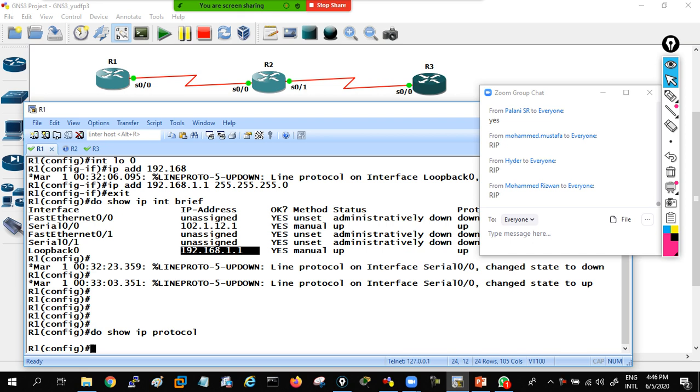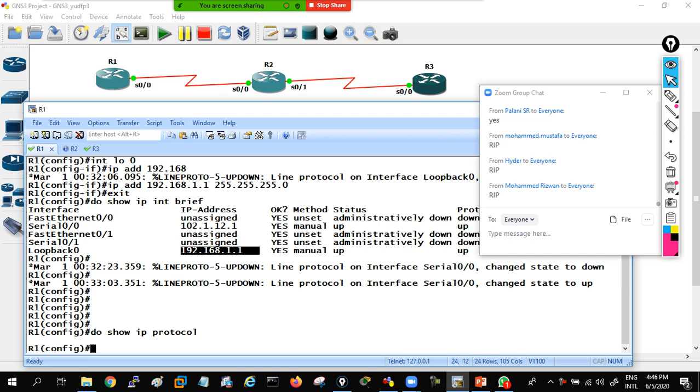Do you understand, guys? Please write it in your notes, to know which protocol is configured in your router. Whenever you type show ip protocol, you will be able to see it. So now I am planning to use RIP, right guys? I am planning to use the RIP protocol. So let's go and start.